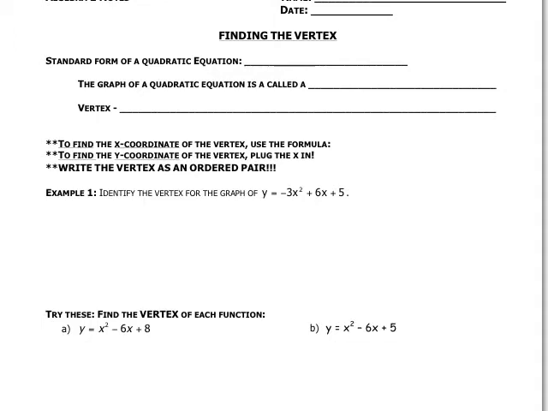Okay, so again, just a reminder, the standard form of a quadratic equation is y equals ax squared plus bx plus c. So that we can just give ourselves a reminder of where A, B, and C are. Okay, the graph of a quadratic is called a parabola.